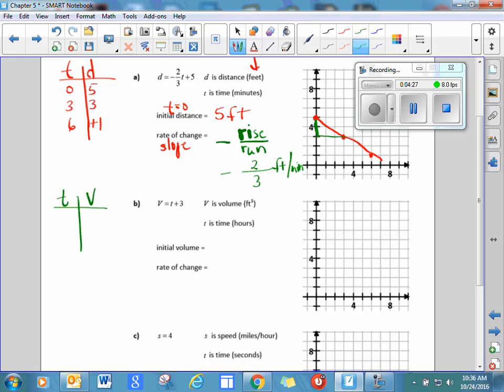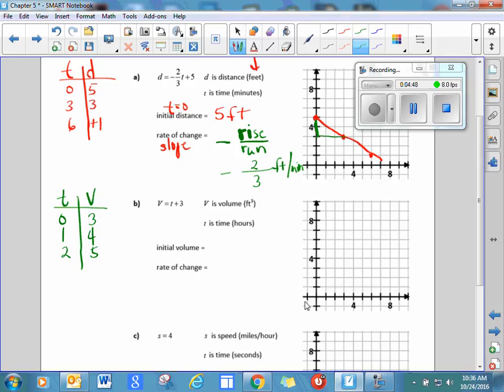The volume is a function of the time. Volume is in cubic feet. Time in this case is in hours. It was minutes up there, hours now. But it doesn't matter. We're going to start when the time is 0, and the volume is 3. When the time is 1, 4, and 2, 5.